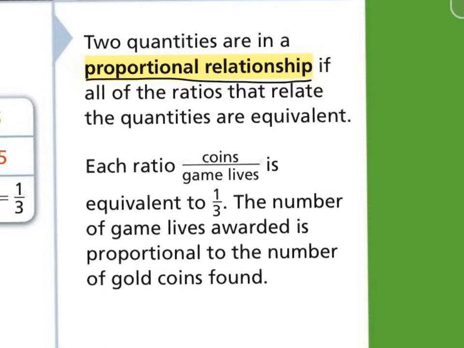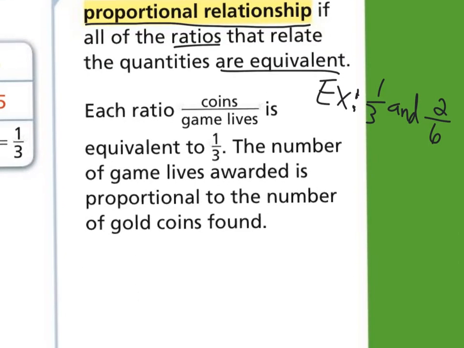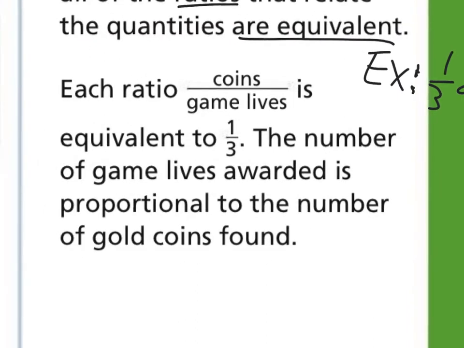So there's a proportional relationship if all the ratios that relate to the quantities are equivalent. In other words, if they all reduce to the same thing, or if they all divide out to the same thing, then they're proportional. So for example, on this problem, if we have 1/3 and 2/6, that would be an example of a proportional relationship. So on this example, like we mentioned, all these ratios are equivalent to 1/3, and so this is proportional.